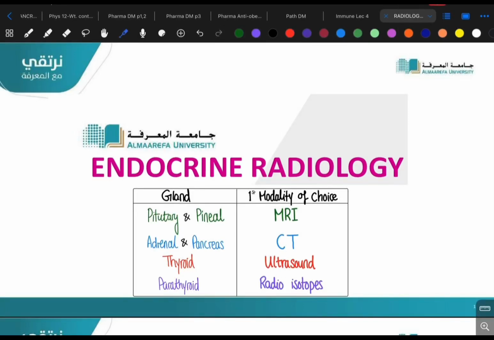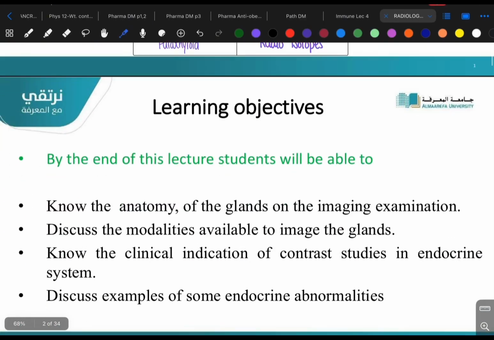Today I'll be explaining the radiology lecture of this block. So bismillah, let's start. In this lecture we're going to talk about the glands and each gland's preferred image modality. Here we have a summary that has the first modality of choice for each gland. You'll understand it more when we go through the lecture. And then we're going to talk about some of the clinical cases and how we can see them from the radiology point of view, okay?